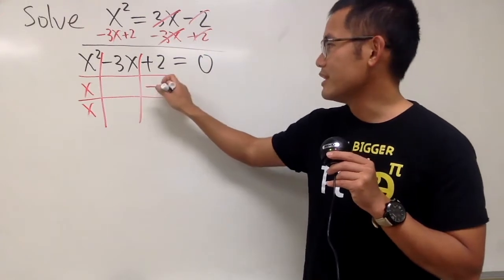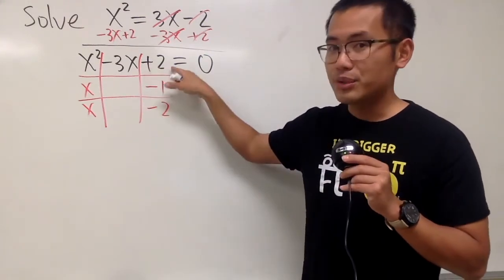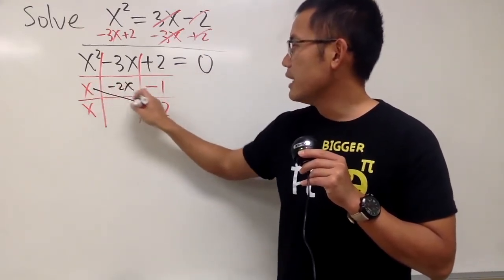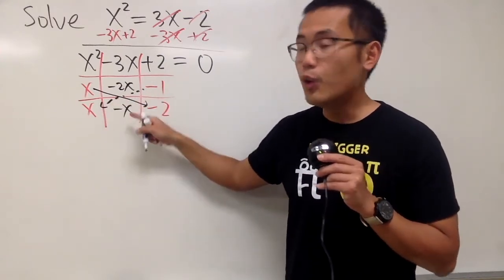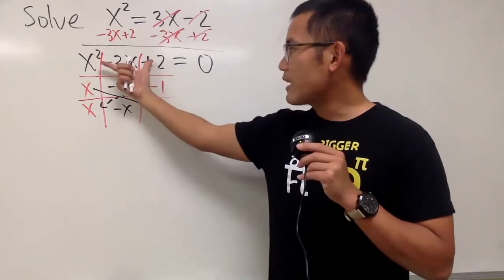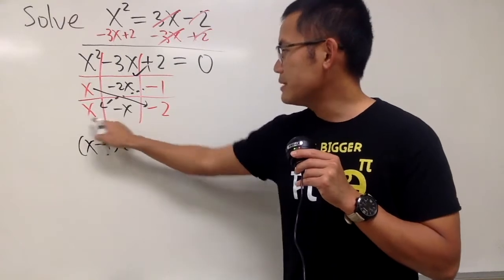Well, we will use negative 1 and negative 2. They multiply to be positive 2. And you see, when we have this times this, that's negative 2x. And negative 1 times x, that's negative x. Together, we do have negative 3x, so it checks. So, we can factor this equation to be x minus 1 times x minus 2.